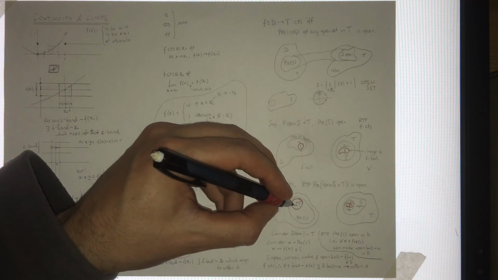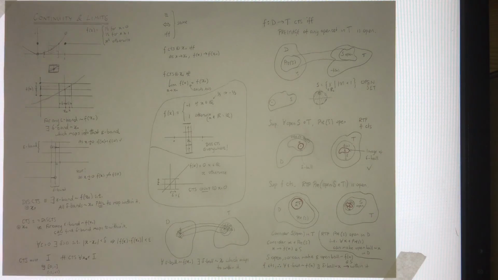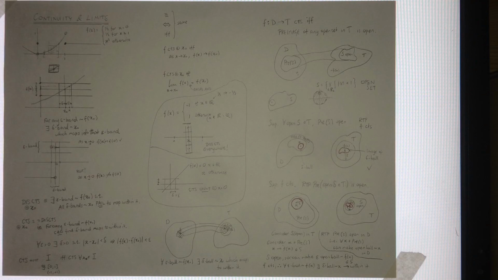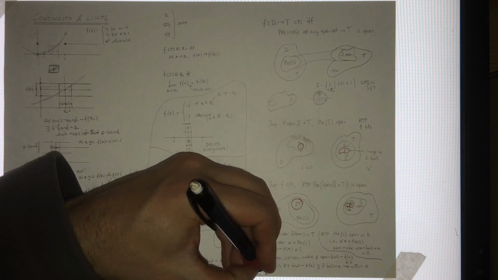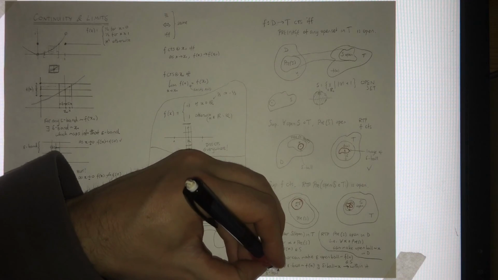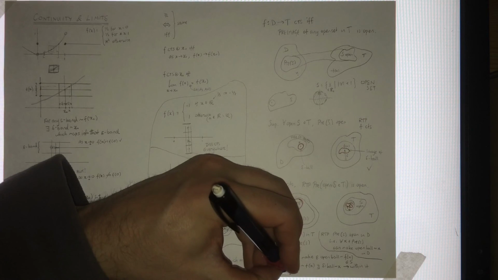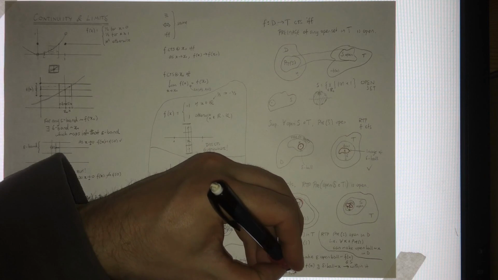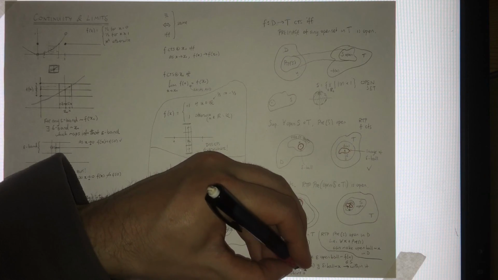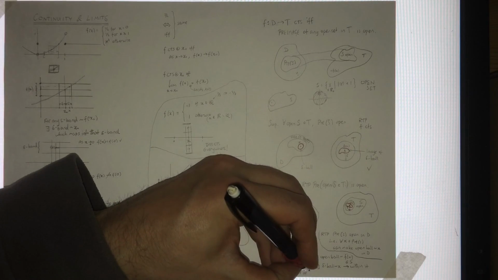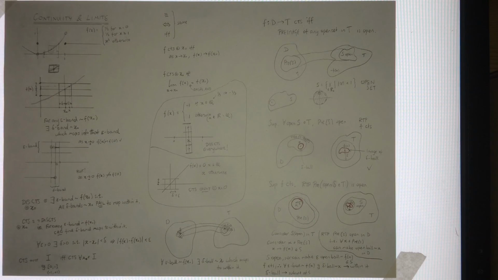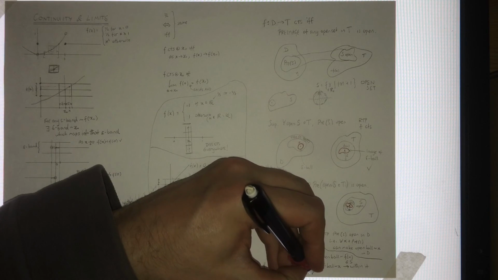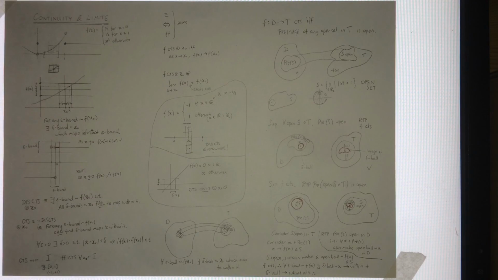Therefore, the delta ball must be within the pre-image of S. So I'm going to write the delta ball maps to a subset of S. Therefore, it must be within the pre-image of S.